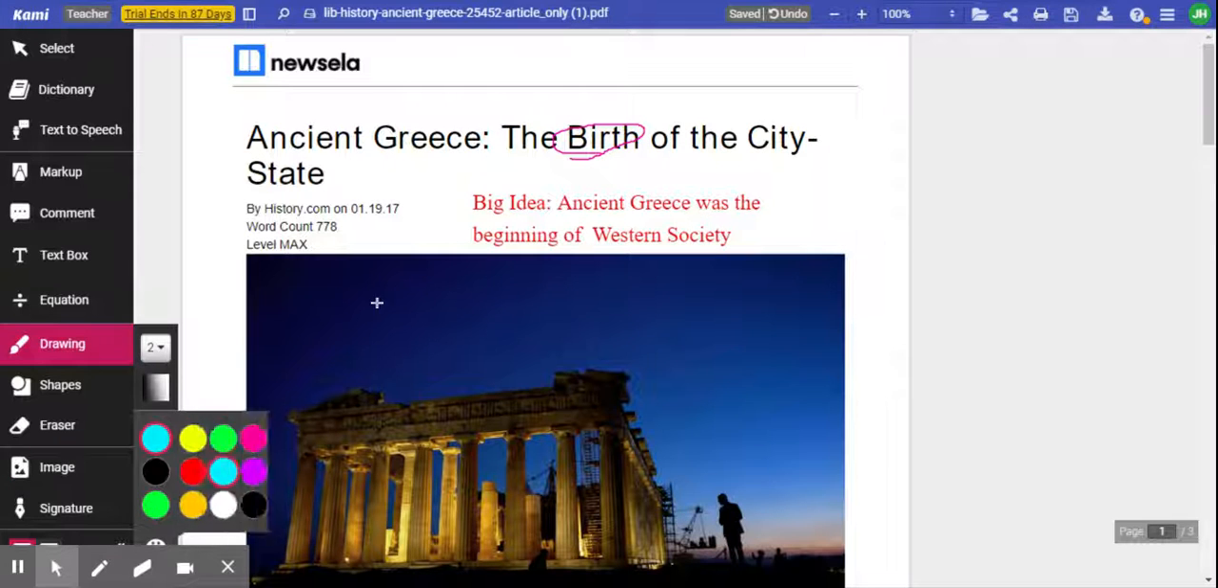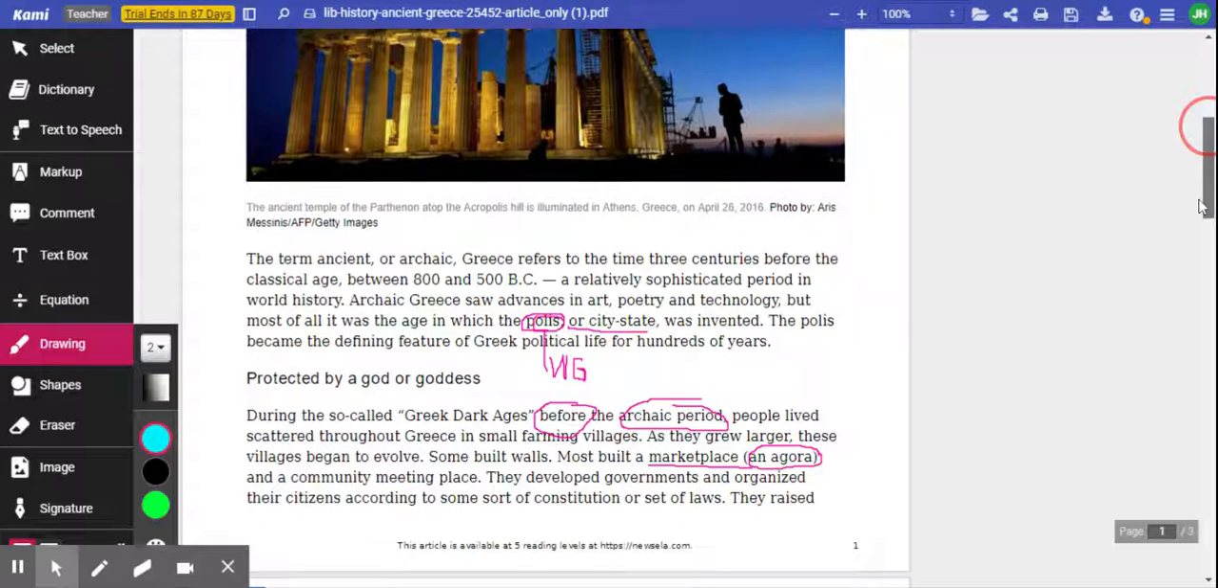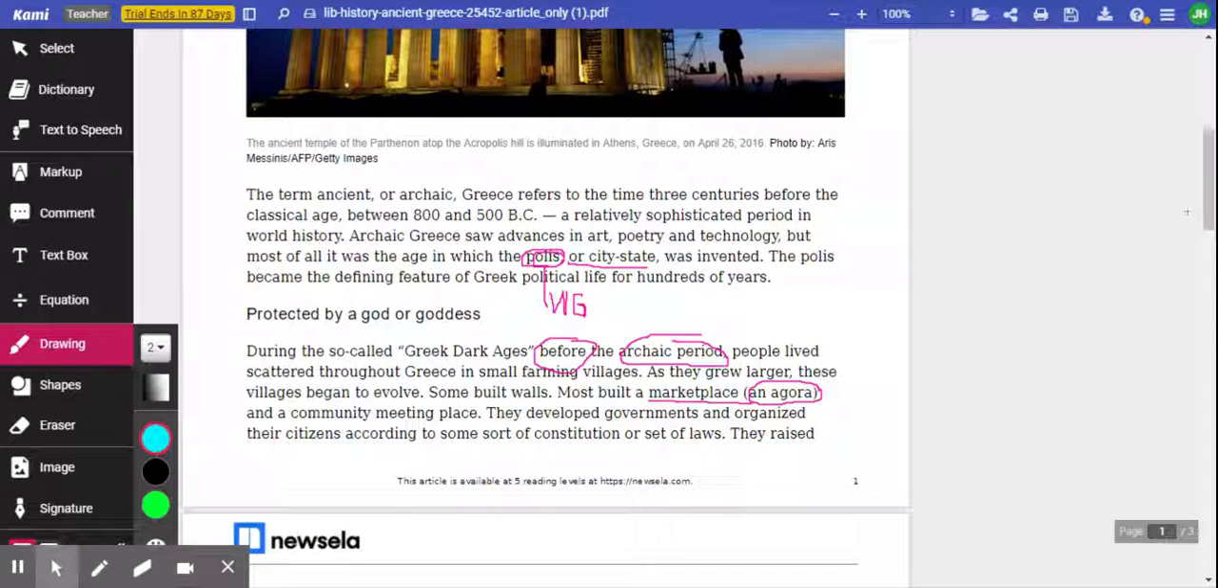And now we're going to be reading specifically for details to support this big idea. I have changed my annotating tool color to aqua so that we can see the difference between our notice and note annotations and our depth and complexity annotations. So let's begin reading. The term ancient or archaic Greece refers to the time three centuries before the classical age, between 800 and 500 BC, a relatively sophisticated period in world history. Archaic Greece saw advances in art, poetry, and technology, but most of all, it was the age in which the polis, or the city-state, was invented.